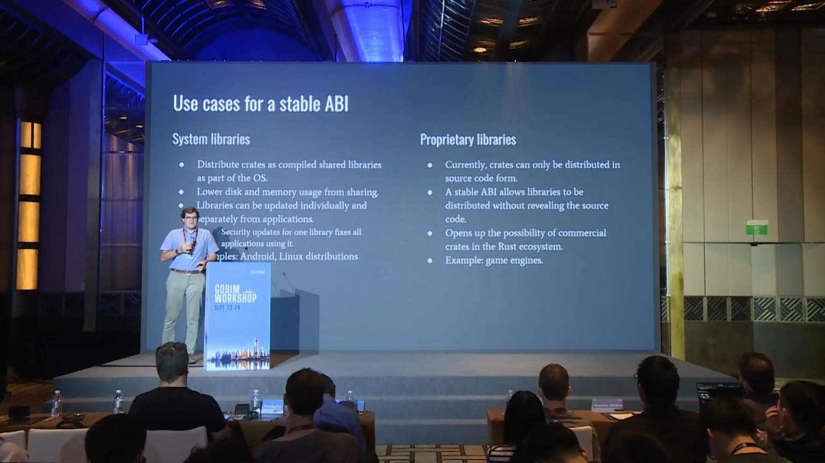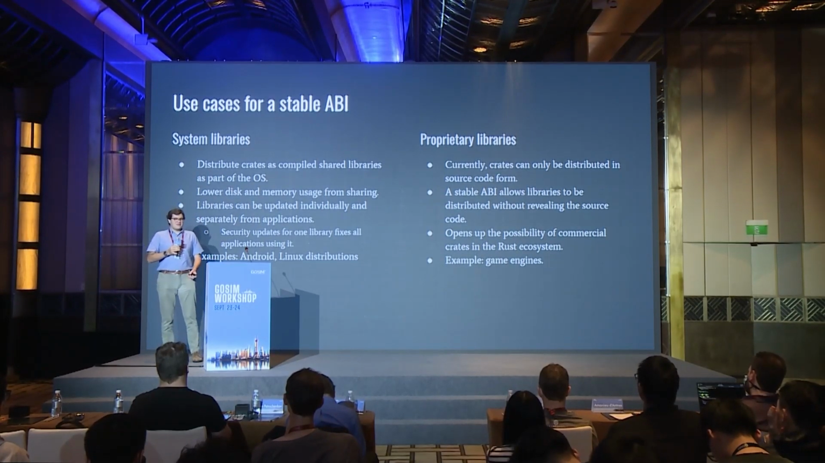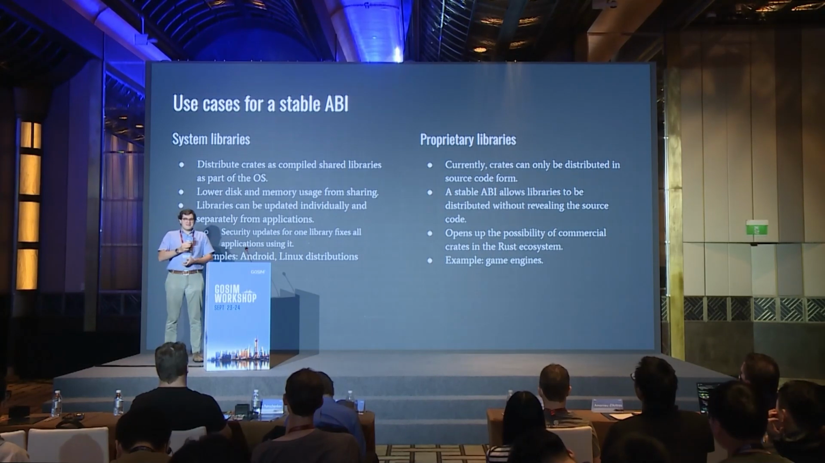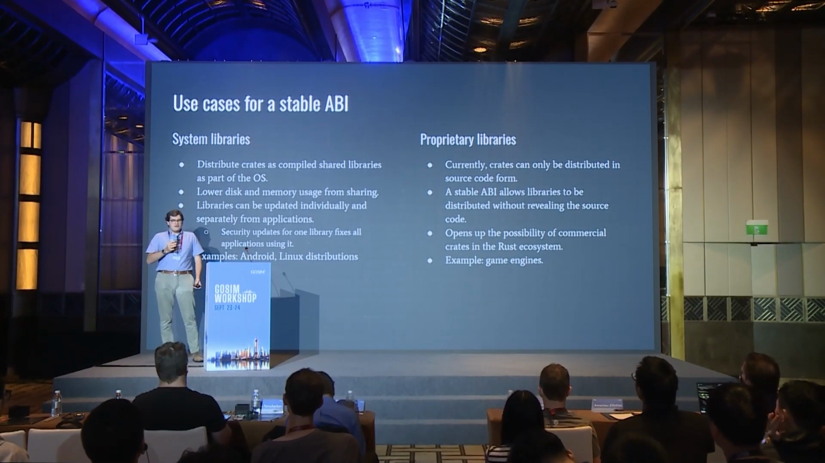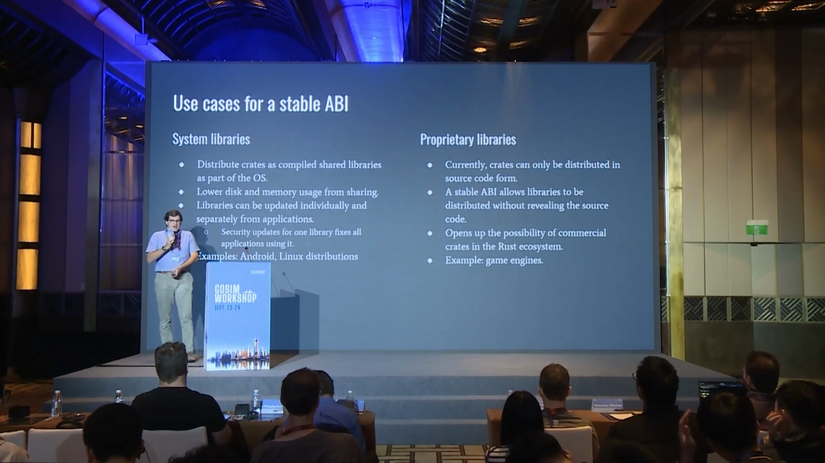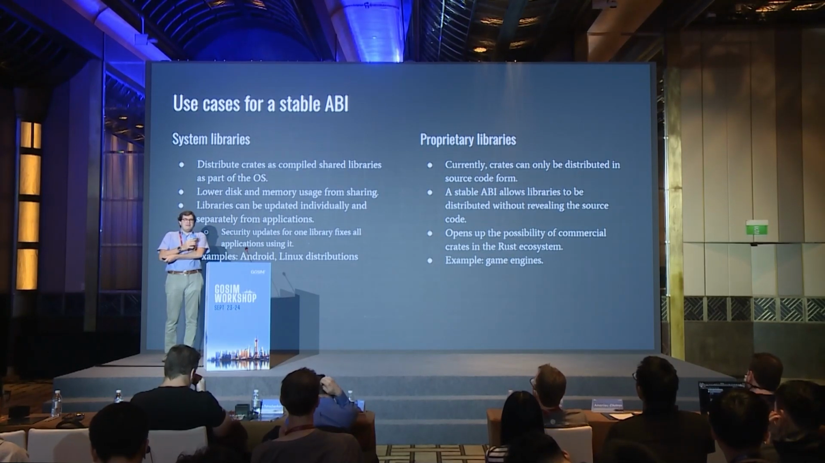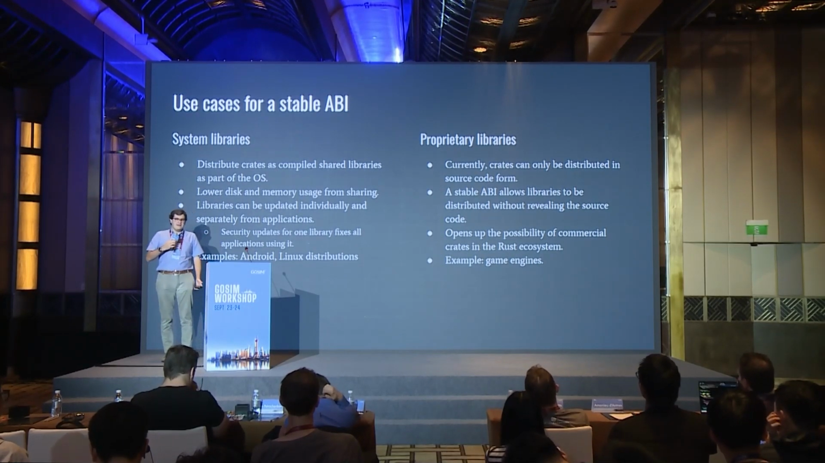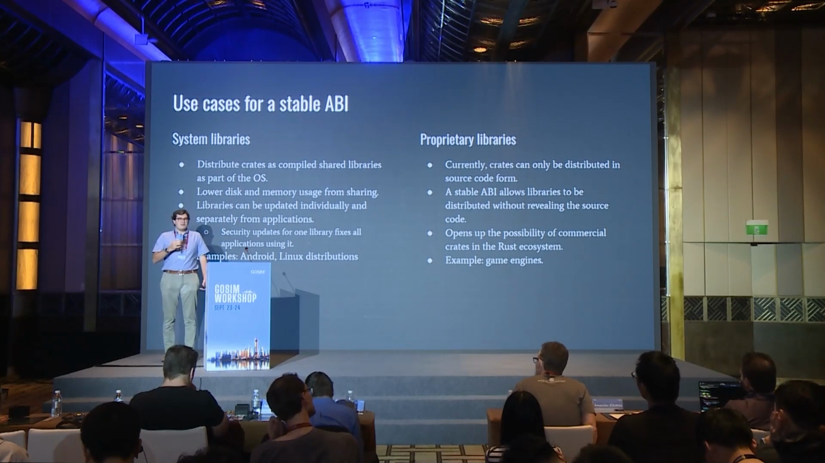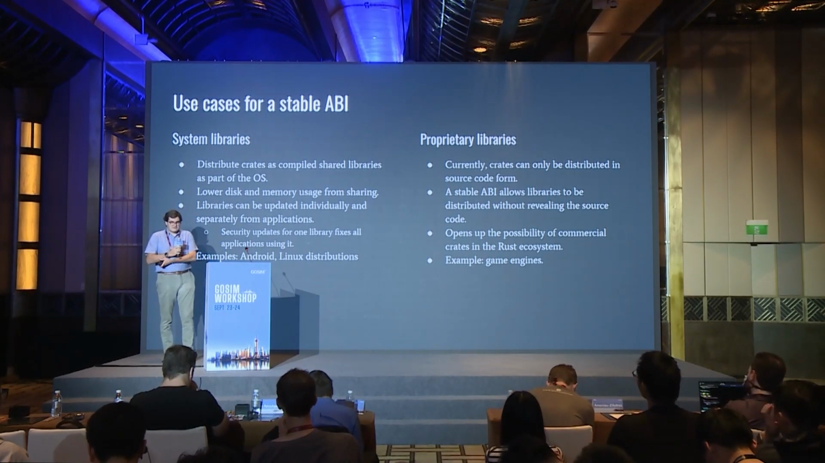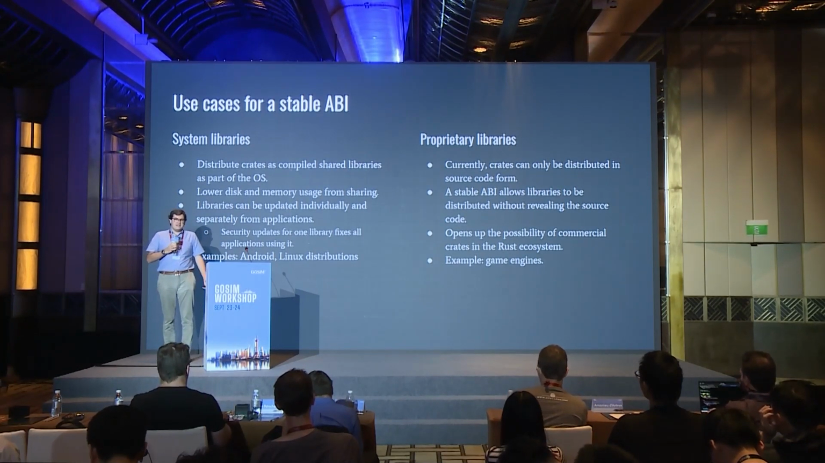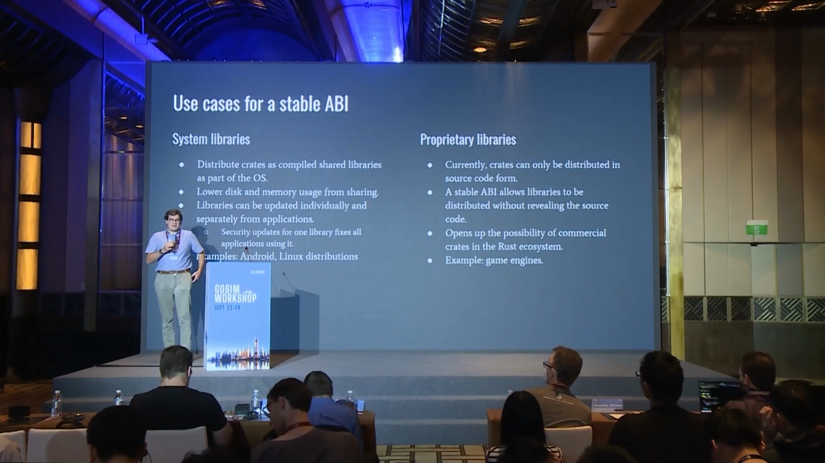So another use case for a stable ABI, and I know this is a bit controversial considering this is, after all, an open source conference, is that currently Rust crates can only be distributed in source code form. If we had a stable ABI, we now gain the ability to distribute Rust libraries in binary form. And this is something that is relatively common in the C world, but it's missing from Rust due to the inability to have a stable ABI.